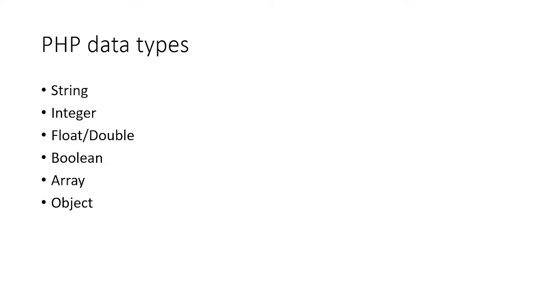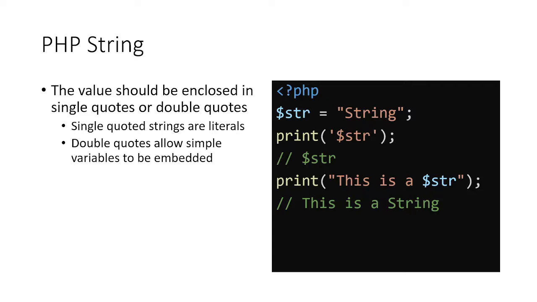Okay, next. In PHP, we have multiple data types. We have string, integer, and float, also known as double, depending on how you want to say it. We have Boolean, which is basically true or false. Array, which is a collection of values in an arranged format. And then we have object. First of all, we start with string.